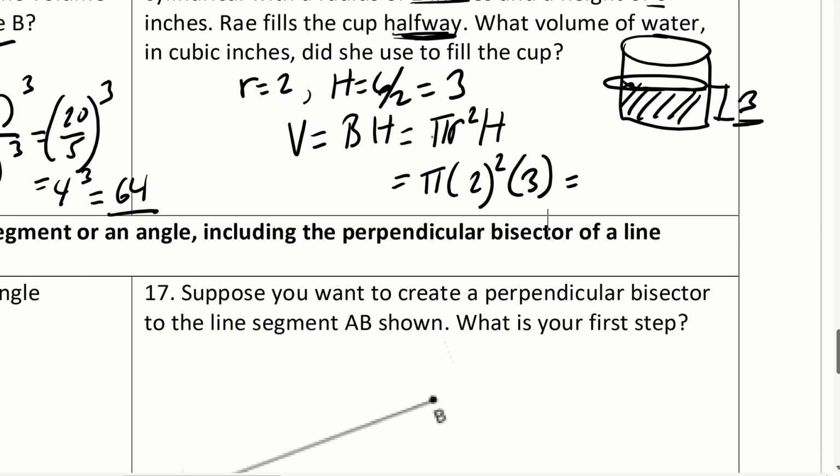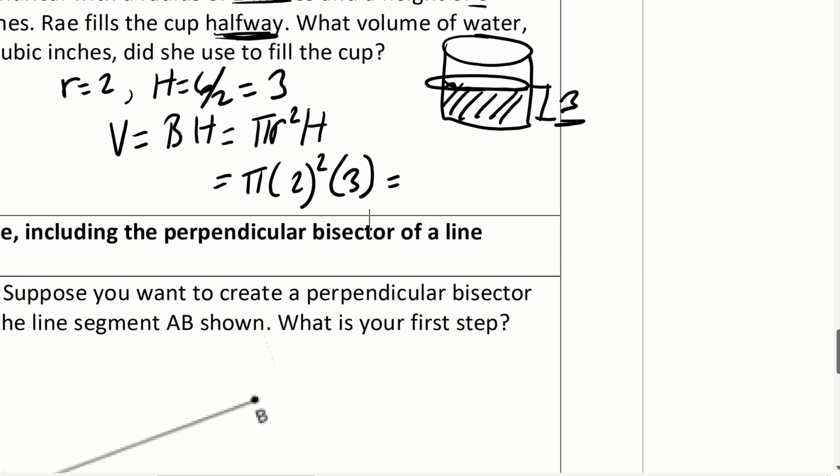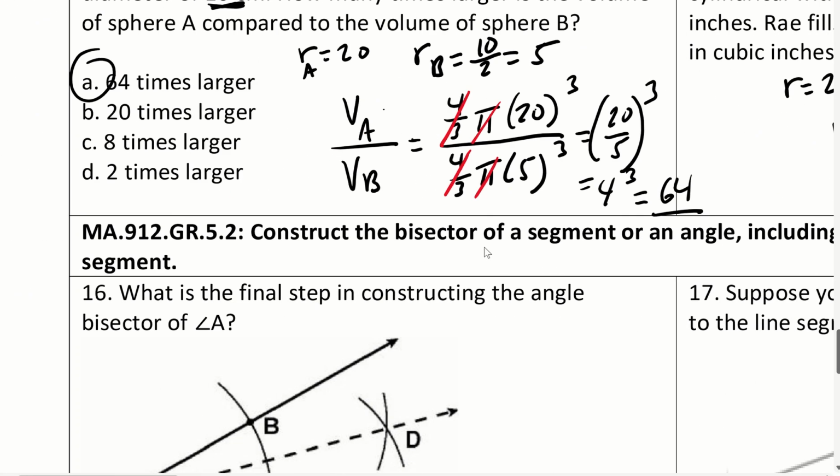All right, so we'll do the math. So we got pi times 2 squared times 3, so that's 37.7. It's going to be inches cubed. That's how much volume of water we have. All right, and that's it.